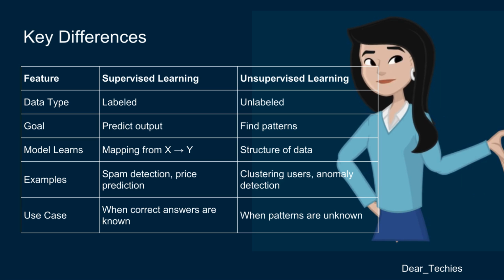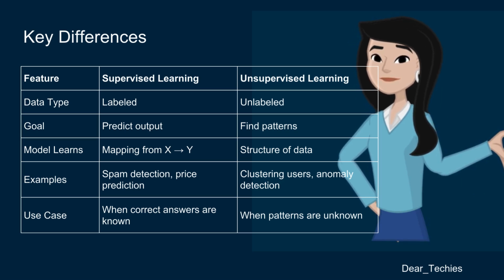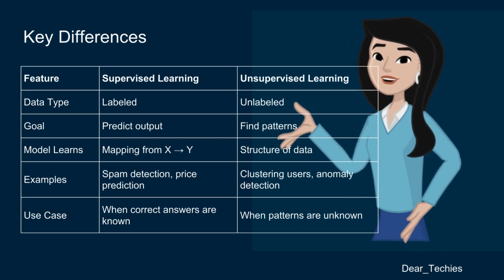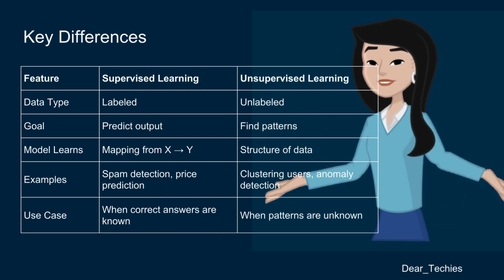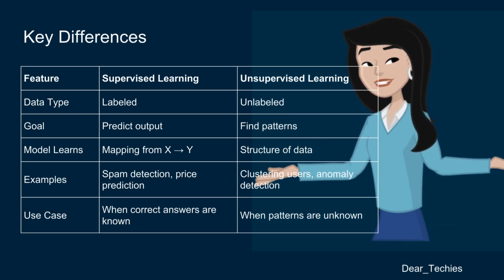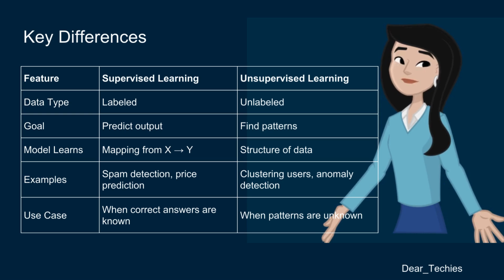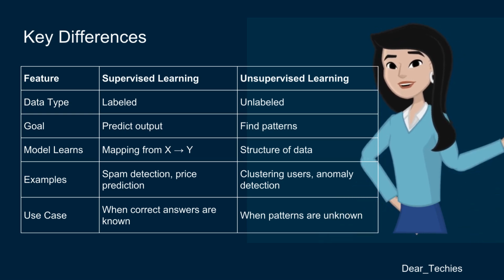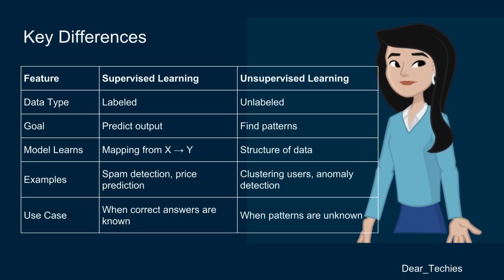Let's understand this comparison table clearly and deeply. First, the type of data. Supervised learning always requires labeled data, meaning every input has a correct answer attached. Unsupervised learning works with unlabeled data, so the model has no guidance. It must figure out patterns on its own.